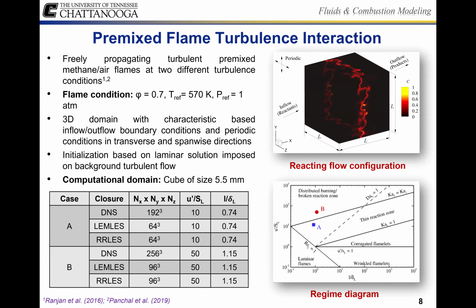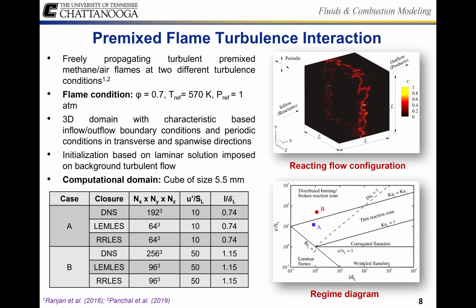All right, so here's our setup. It is a fully 3D, freely propagating turbulent premixed methane air flame, and we did two different turbulence conditions. So we have case A and case B. For our flame conditions, we used an equivalence ratio of 0.7. So we're running lean, as most practical application devices do. We're using a reference temperature of 570 Kelvin and a reference pressure of 1 atmosphere.